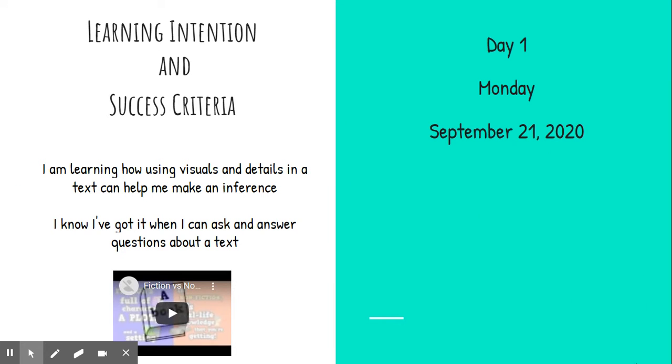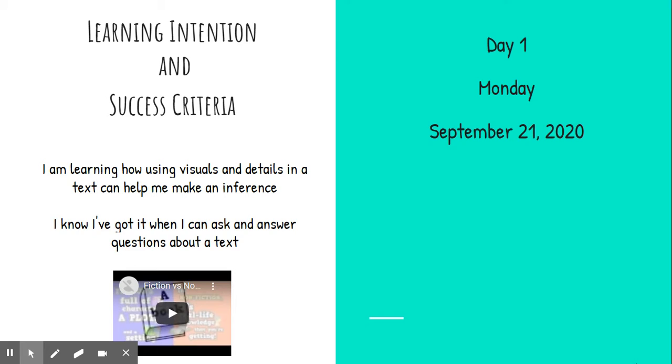Remember, before we start any lesson, we always have to do our learning intention and success criteria. Your learning intention tells you what you're going to be learning that day. It's kind of like our goal or our destination. So today, I am learning how using visuals and details in a text can help me make an inference. The visuals are like the photographs or diagrams, and details are the words, and we're going to be using those to help us make an inference.